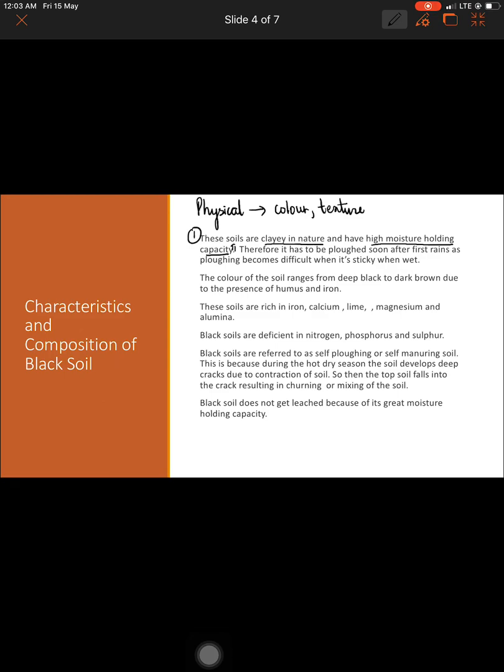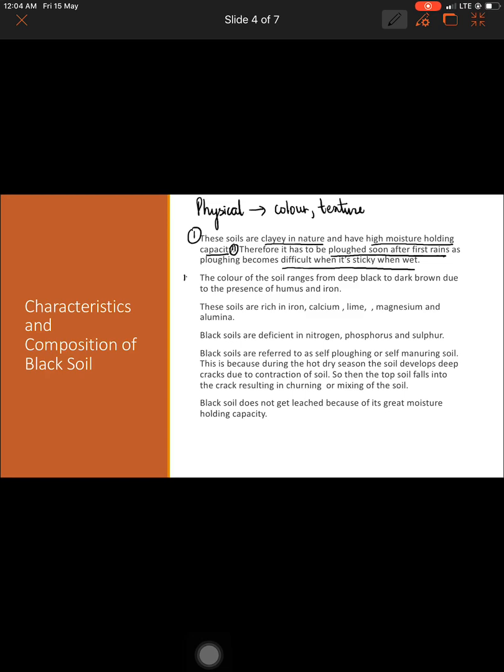The second physical property is that black soil has to be immediately plowed soon after the first rain. Immediately after the first rain, when it gets wet, it is very important to plow the black soil immediately, because later it becomes very difficult when it's sticky. When it becomes wet, it becomes very sticky and it becomes very difficult to plow the black soil. That is why black soil has to be immediately plowed after the first rain.